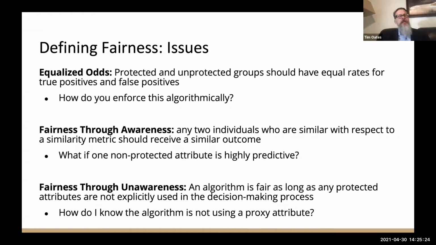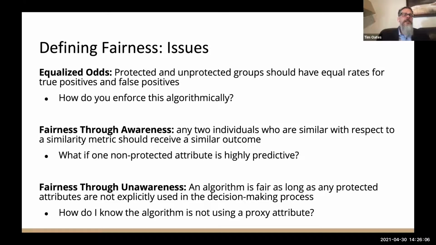There are a lot of issues around this though. For example, if I'm really trying to get the true positives and false positives, the ratios of those things, to be equal for the two groups, how do I enforce that algorithmically? With this notion of fairness through awareness, what if it turns out that one of the protected attributes is highly predictive, and not in a negative way? We're removing information that would be available to the program otherwise. And then for fairness through unawareness, how do I know it's not using a proxy attribute, right? Names are a really good indicator of gender. And if names are left in, but gender is not, I might be using gender to make decisions.